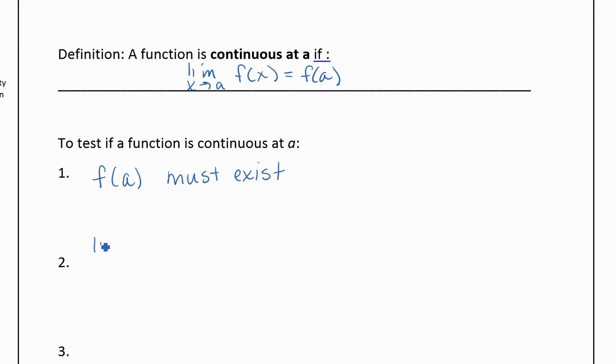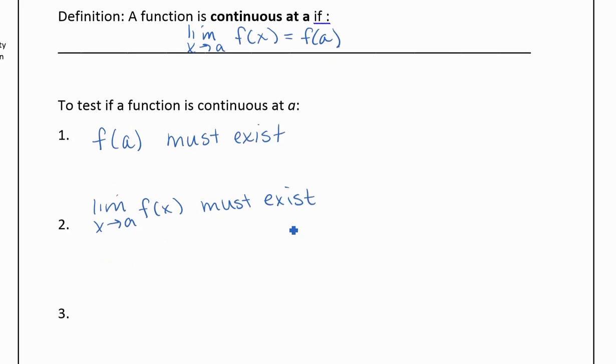Second, your limit as x goes to A of f of x must exist. So if your limit doesn't exist, if your left-handed and your right-handed limits aren't the same, then you might have something like a jump discontinuity or an asymptote. You wouldn't be continuous there.